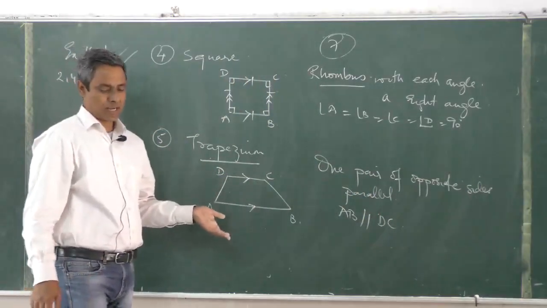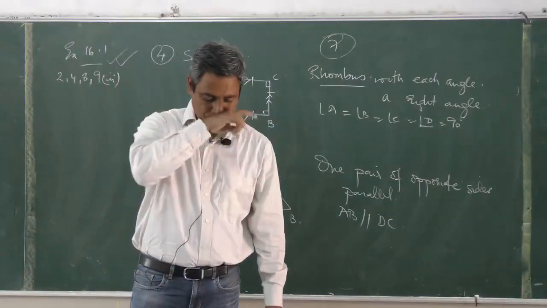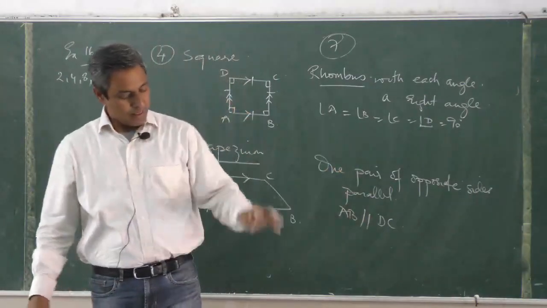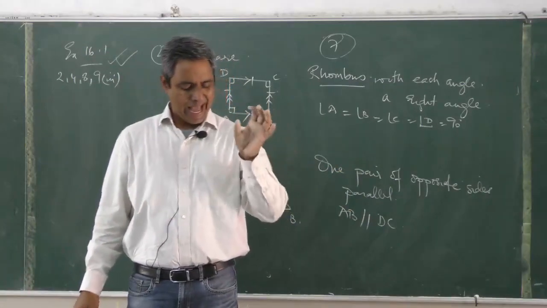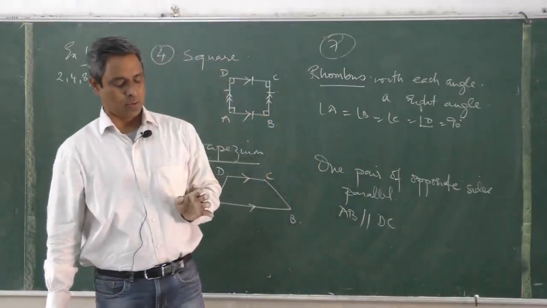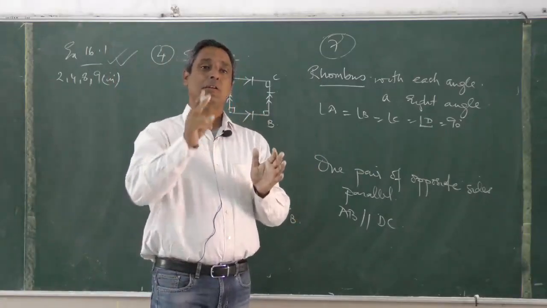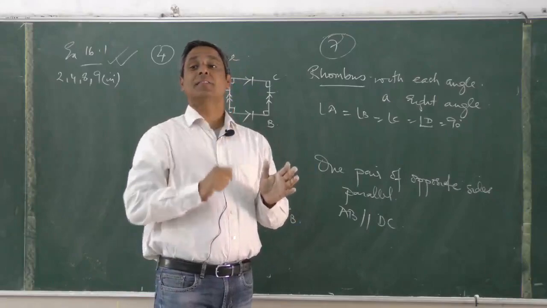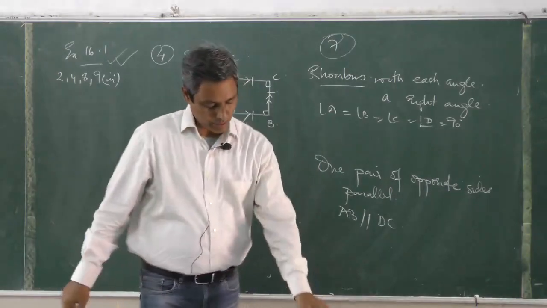And the last one is kite, which we don't normally use, but I'll just tell it to you. I'm not doing it on the board. A kite has two pairs of equal adjacent sides. So a kite is also a quadrilateral. The adjacent sides are equal, not opposite sides. Okay.